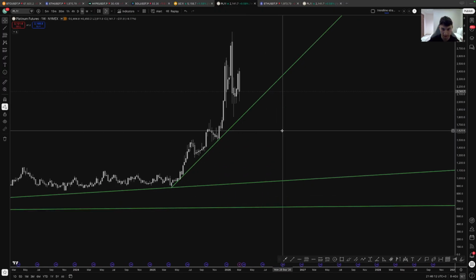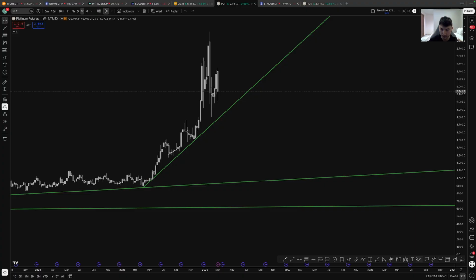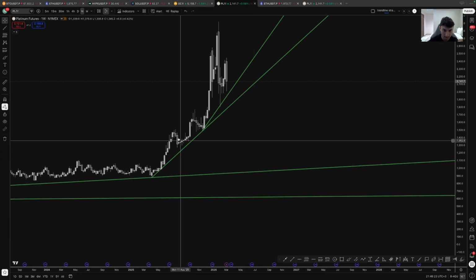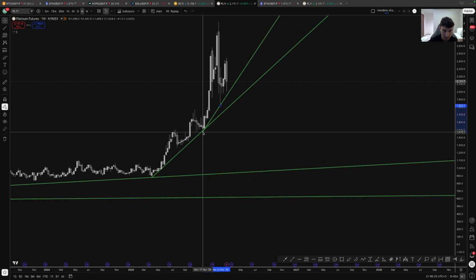Can I draw another uptrend? Well, probably yes. If you want to try, you can draw this one right here and just adjust it a bit. There you go.